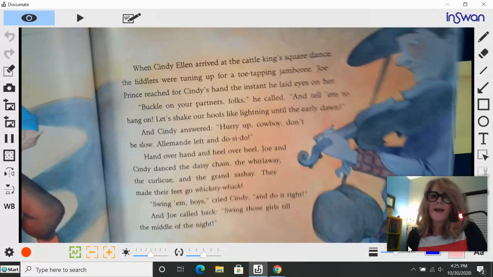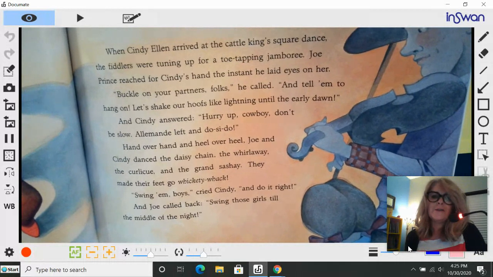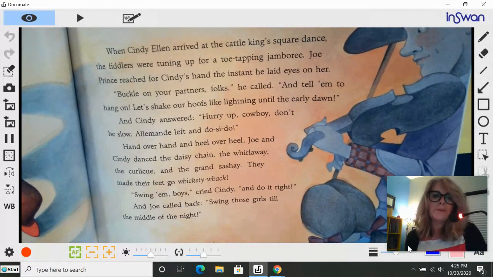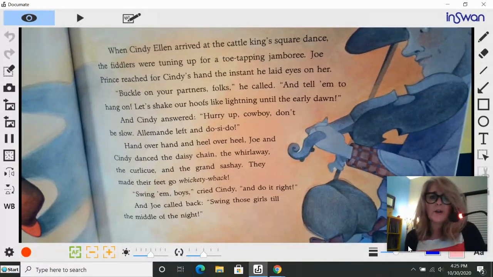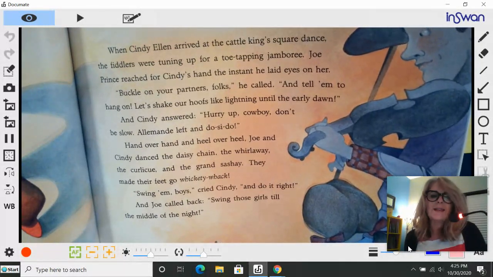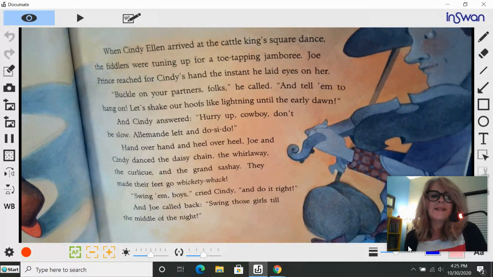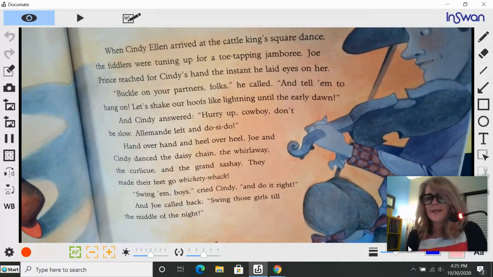When Cinder Ellen arrived at the Cattle King's square dance, the fiddlers were tuning up for a toe-tapping jamboree. Joe Prince reached for Cindy's hand, and the instant he laid eyes on her, "Buckle on your partners, folks," he called, "and tell 'em to hang on. Let's shake our hooves like lightning until the early dawn." And Cindy answered, "Hurry up, cowboy, don't be slow, all a maid left and do-si-do."